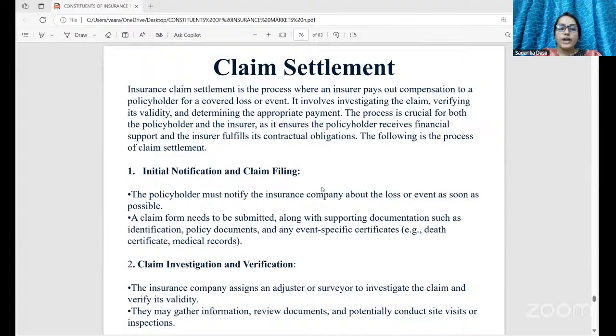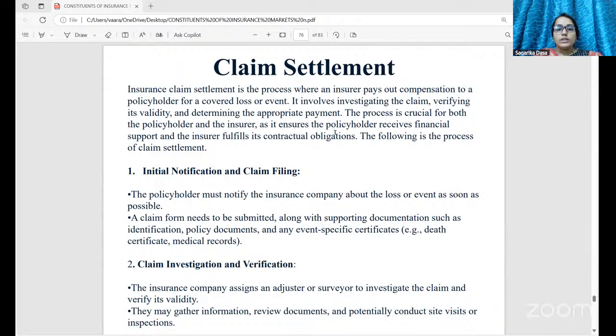Now the other concept we have is claim settlement. Insurance claim settlement is a process where an insurer pays out compensation to a policyholder for a covered loss or event. It is usually the closure of the policy at the end of the maturity period or at the end of the contract between the policyholder and the insurance company. The insurance company has to give the claim amount to the policyholder. That process we call claim settlement.